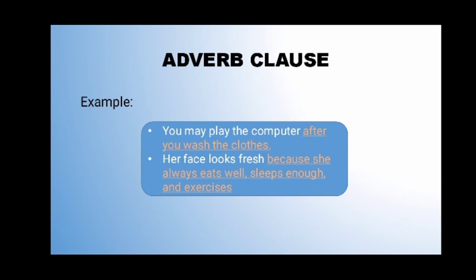Example: You may play the computer after you wash the clothes. And her face looks fresh because she always eats well, sleeps enough, and exercises.